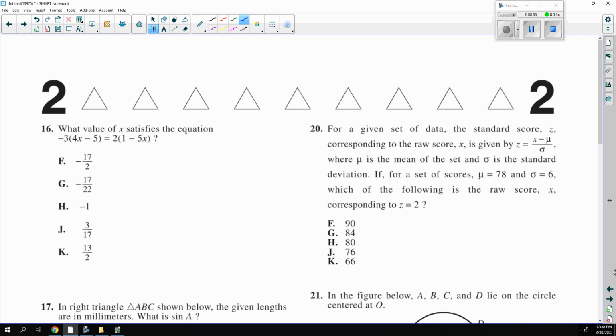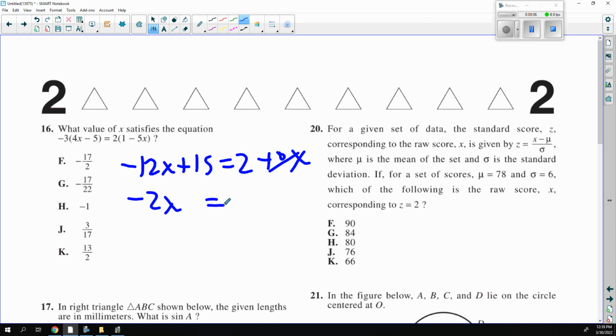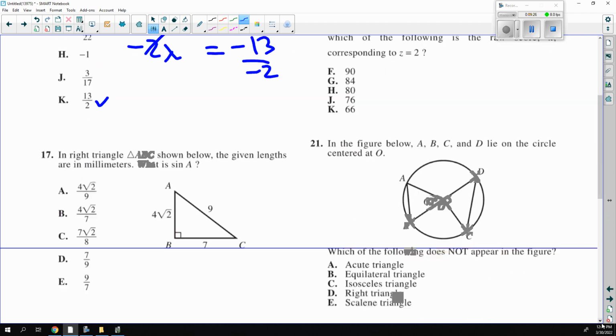16 is a solver. You distribute the -3, you distribute the 2, you add 10x to both sides, and you subtract 15 from both sides. You divide by -2, and you get -13 over -2, which is 13 over 2. We all know how to use the solver, I hope, to just put that straight in. A lot of y'all have taken kindly to that.